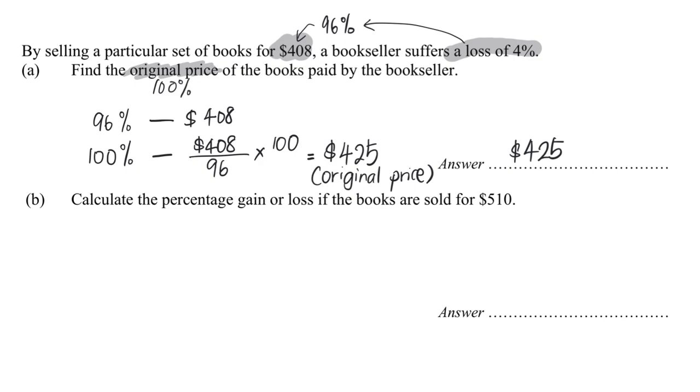Now, if the books, instead of $408, if I sell it for $510 instead, would I get a percentage gain or would I get a percentage loss? So in this case, since we know that the original price is $425, and if we are going to sell it at $510, we would actually gain a profit.